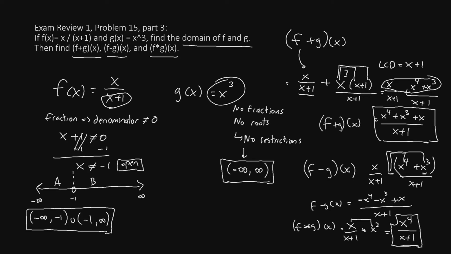And that is how you find these three composite functions, f plus g, f minus g, and f times g.